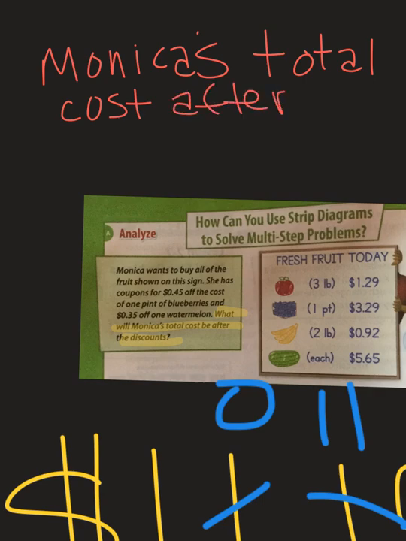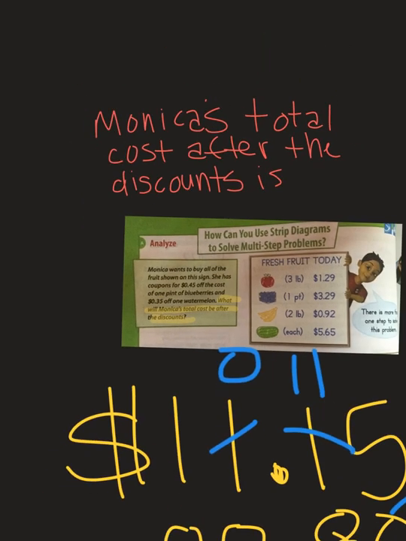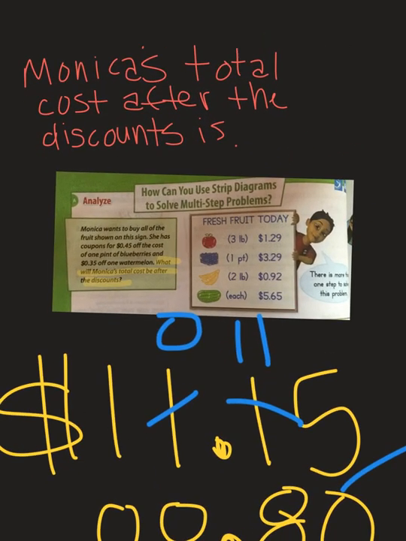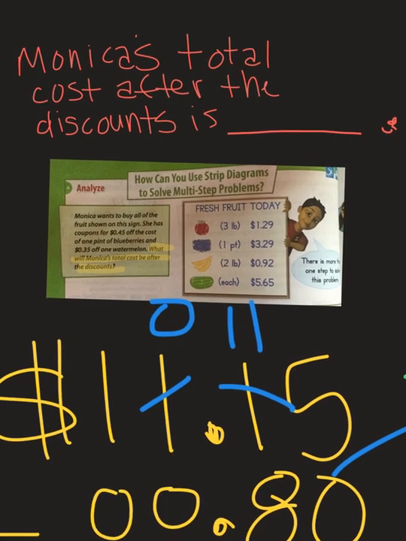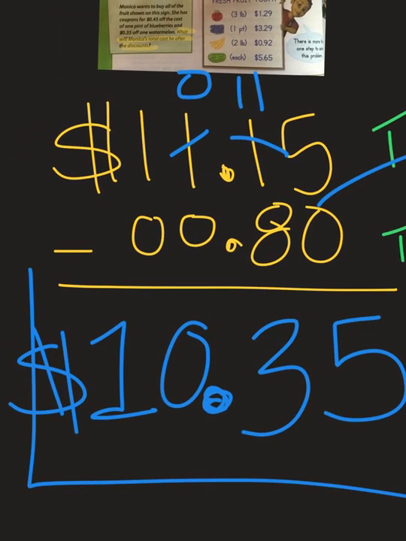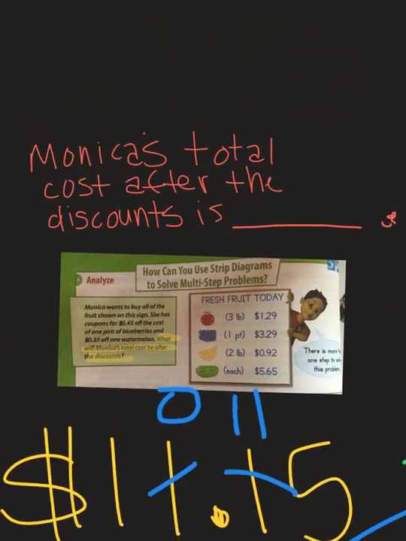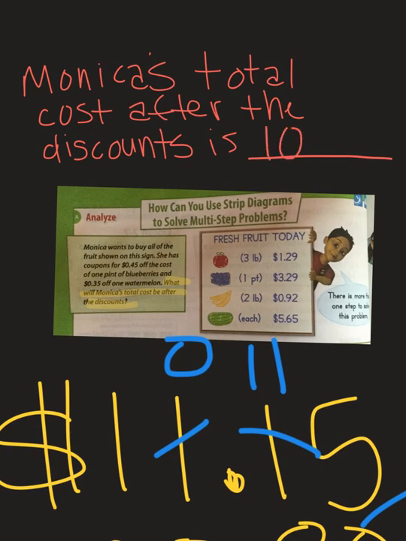after the discounts is, Monica's total cost after the discounts is boom. And we know that number because we did all the math. It's right here, $10.35. So the total cost after the discounts is $10.35. And there you go. That is how to solve that word problem. It's 2 steps. So hopefully that helps you out.